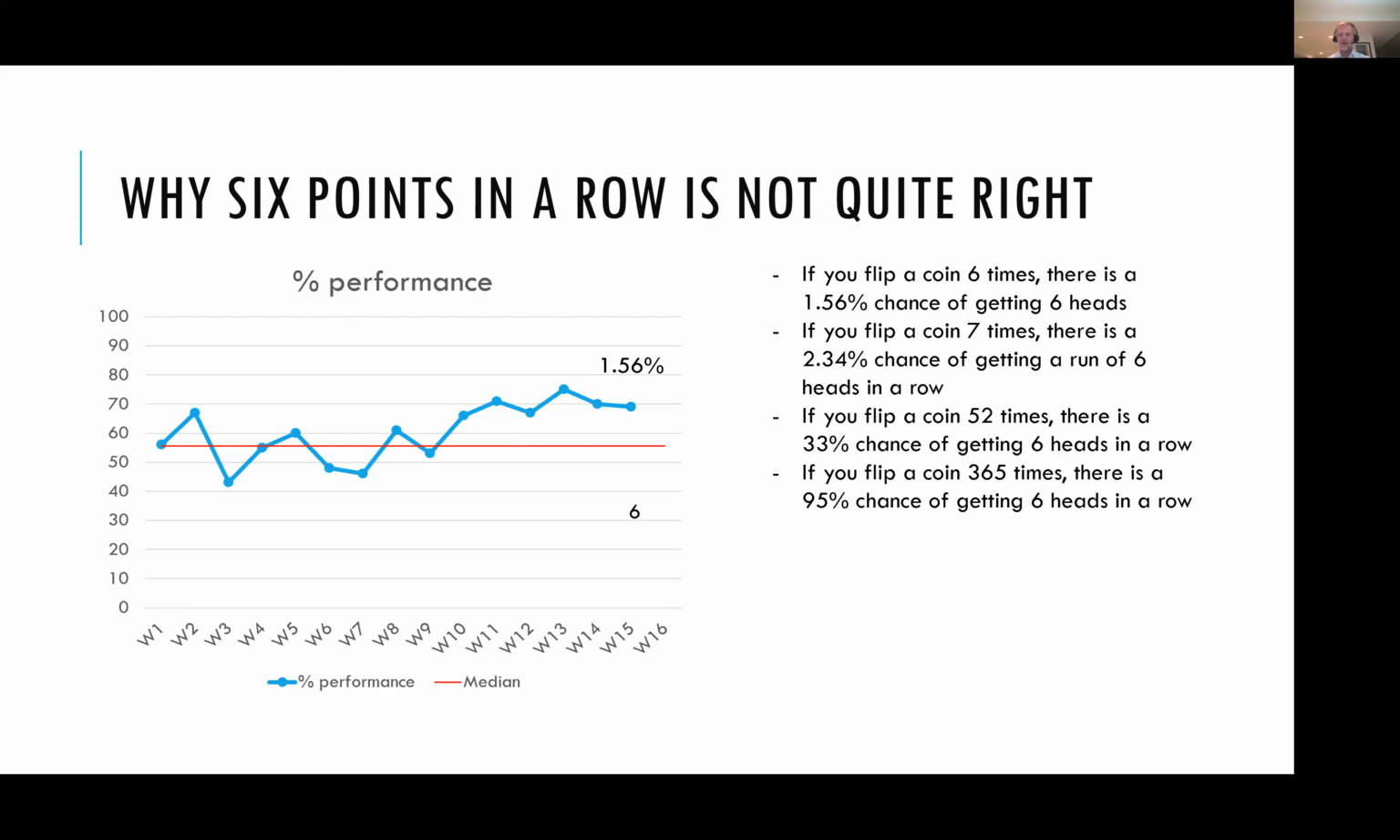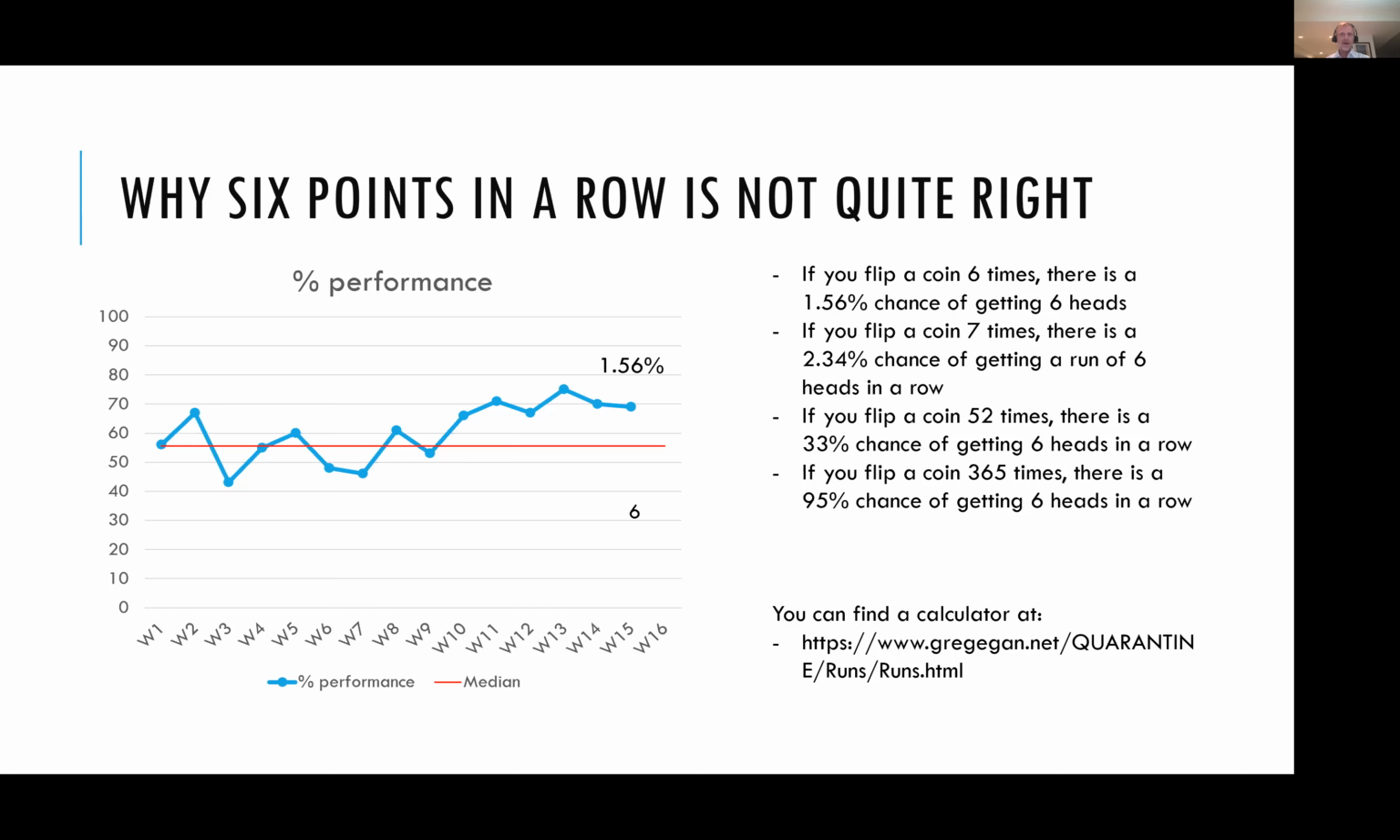There's a calculator here if you want to go and look at this for yourself, to see what the probability is of getting 6 points above the median for whatever length of data you have. So this is why 6 data points is not really enough. It makes sense if you only have a very small amount of data, but it really doesn't make sense if you have a larger amount of data, once you're starting to get 15, 20 or more data points in a row.